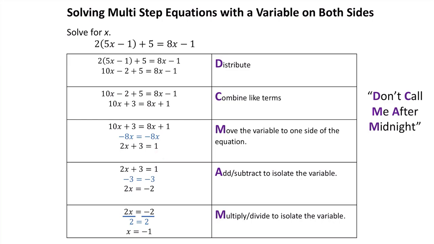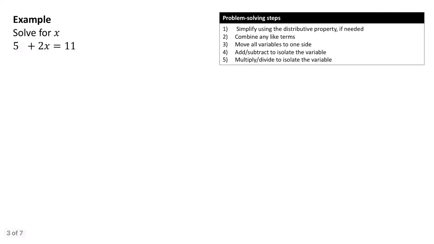Now I can just solve this. I'm going to start off by using addition or subtraction. So I'm going to undo the plus 3 with a minus 3, and I do that on both sides, which gives me 2x equals negative 2. Now I'm going to divide both sides by 2, which gives me a final answer of x equals negative 1. So now let's work on some practice problems.